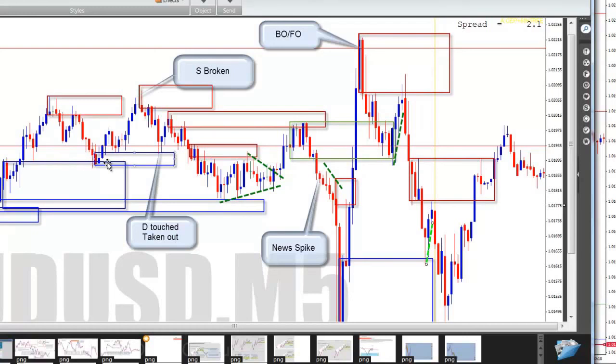So you now have a 4-hour chart of the bigger time frame of what the area was like and what the levels were, and you have a lower time frame explanation of what happened.